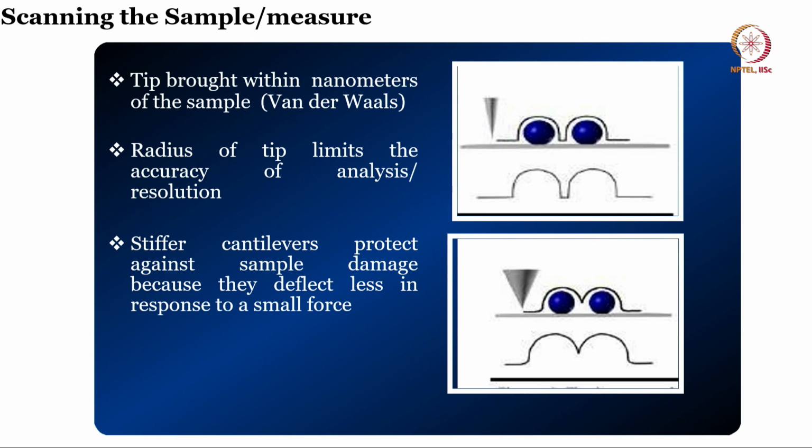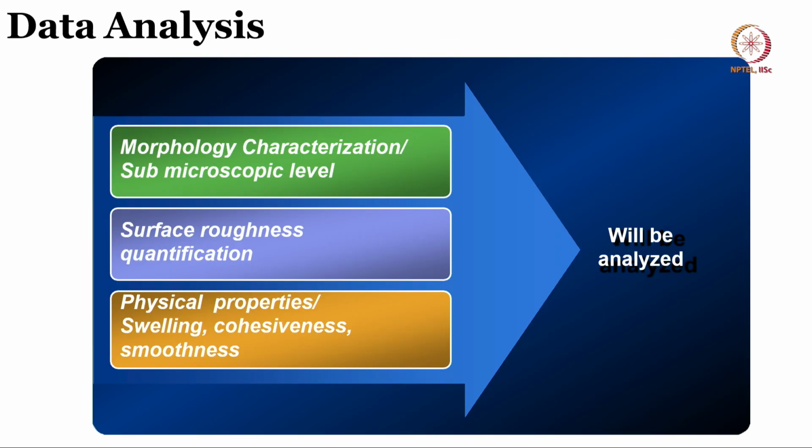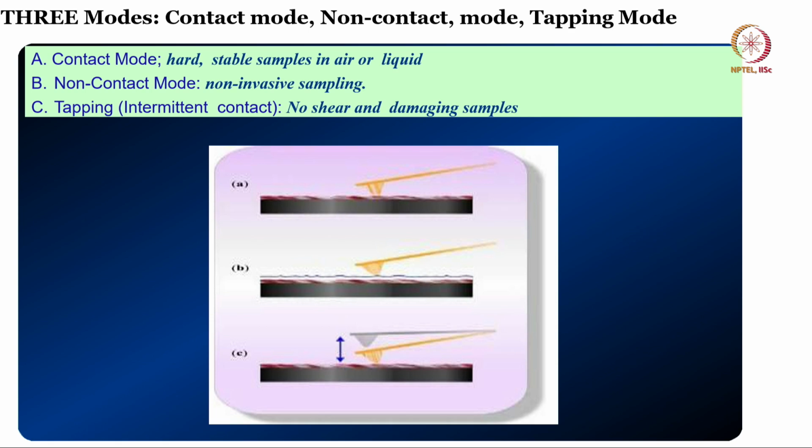The tip is brought within a nanometer of the sample, then a van der Waals force will act. The radius of the tip limits the accuracy of the analysis. The sharper the radius, the better the accuracy. Stiffer cantilevers protect against sample damage because they deflect less in response to small force. So what can we do? We can do morphology characterization, we can understand surface roughness, we can understand the physical properties, swelling, cohesiveness, smoothness. There are different kinds of methods to measure the roughness of the film.